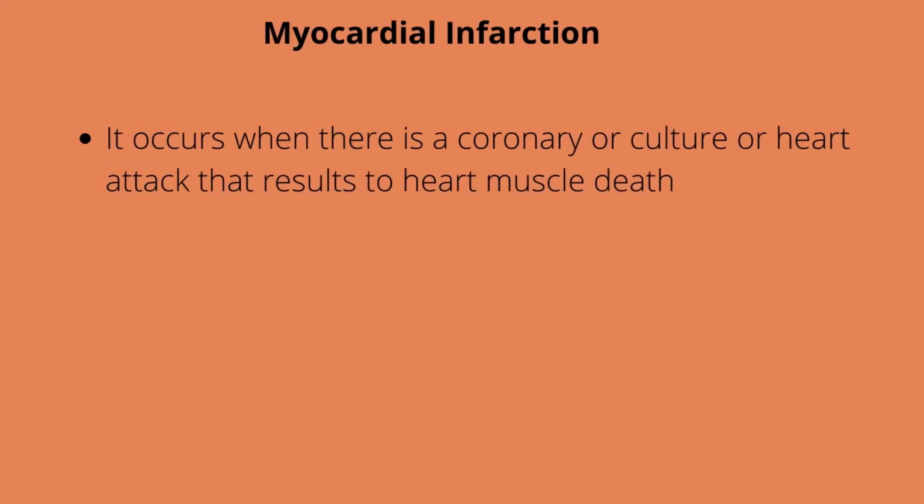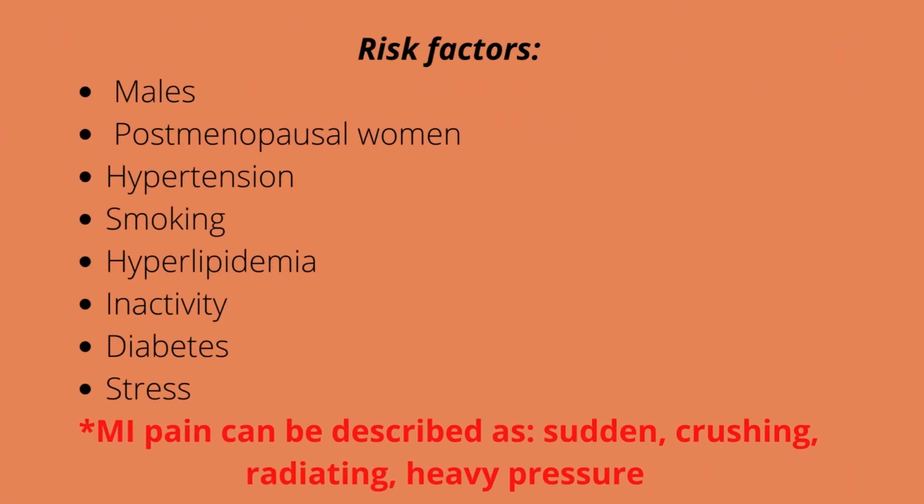Okay. So our last disorder that we're going to talk about in this video is our MI. And what is our MI? Our MI is a myocardial infarction, and this occurs when there is a coronary occlusion or a heart attack that results in muscle death. So risk factors for this include postmenopausal women, smoking, hyperlipidemia, inactivity, diabetes, stress, as well as male patients. MI pain can be described as either sudden, rushing, radiating, or heavy pressure, right? When somebody says, I feel like somebody's sitting on my chest, that's a problem, okay?